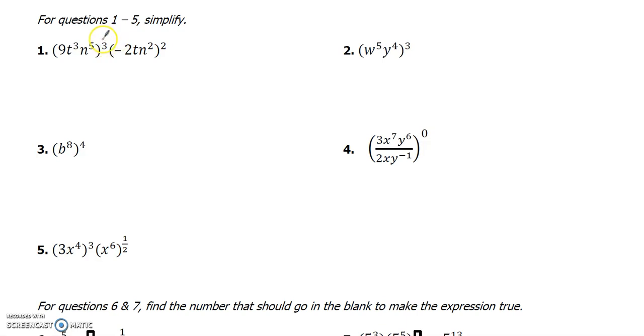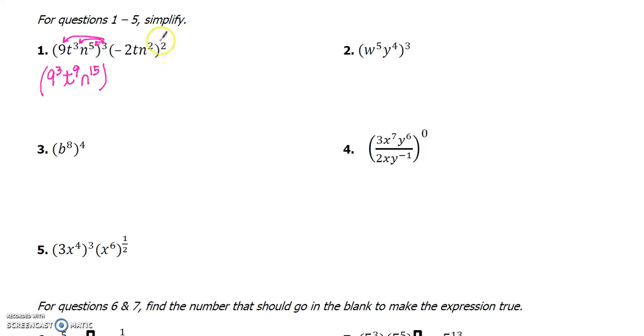I have this 3 exponent on the outside, so I need to distribute to every single term on the inside. So that means I'm going to have 9 to the 3rd power. I'll have my t, and when I distribute this 3 with the t, there's already an exponent there, so that means I multiply. So 3 times 3 will give me 9, and the same thing, 3 times 5 will give me 15. So that takes care of the first parentheses.